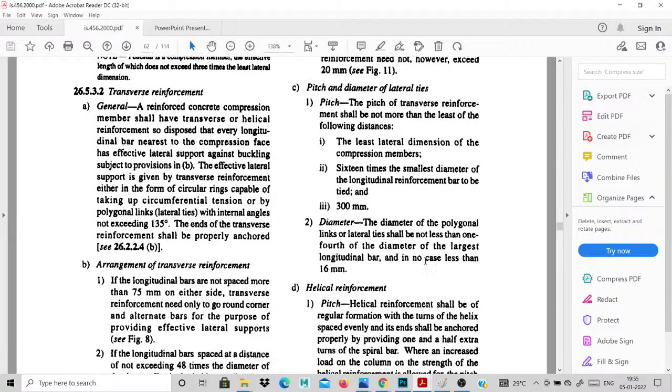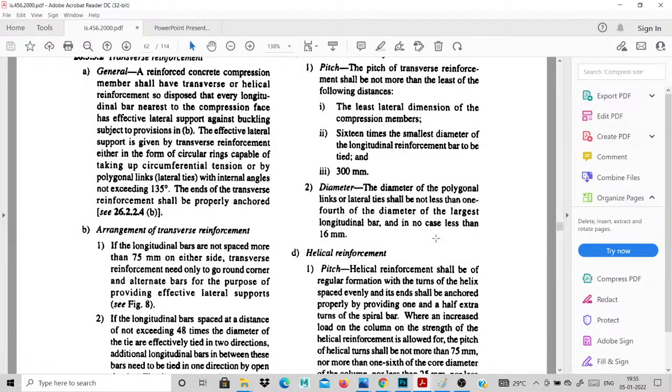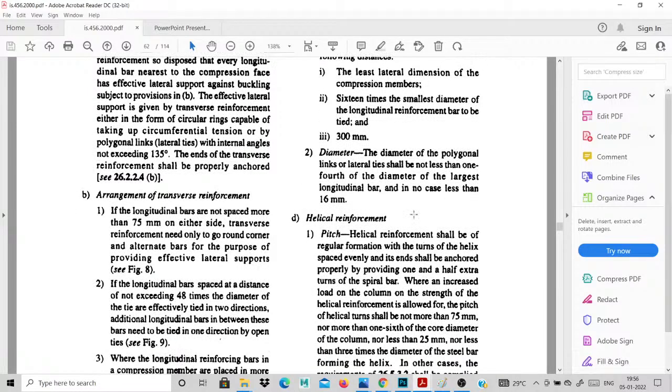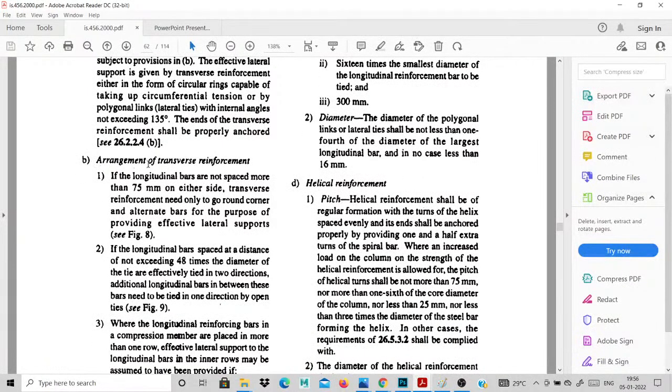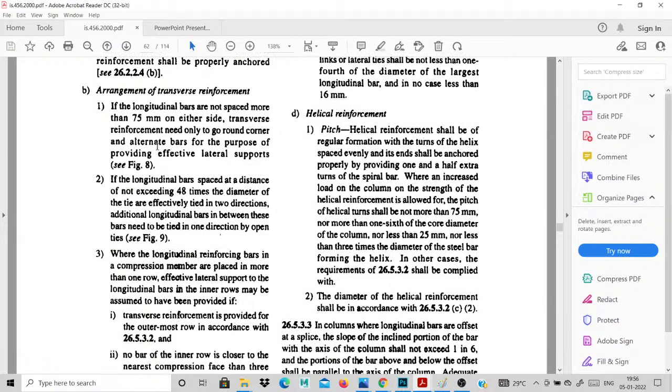The diameter of the polygonal links is given as less than 1/4 of the diameter of the longest longitudinal bar. For the helical reinforcement arrangement, the longitudinal bars should not be spaced more than 75 mm. Once you provide the reinforcement detail, refer that the longitudinal spacing is not more than 75 mm.